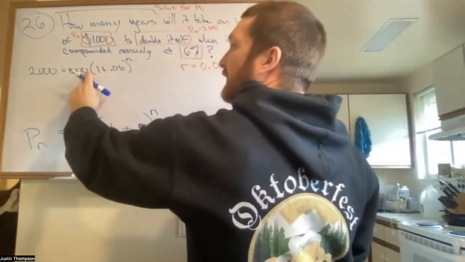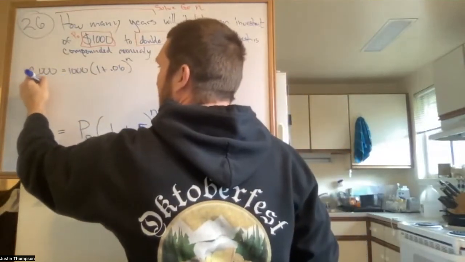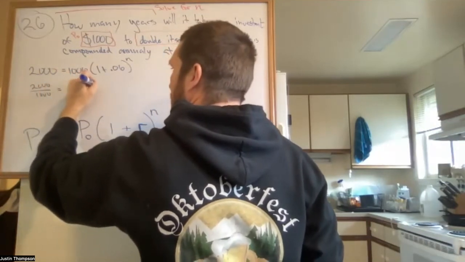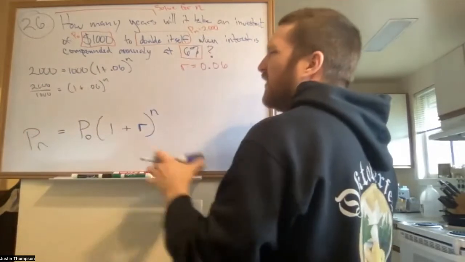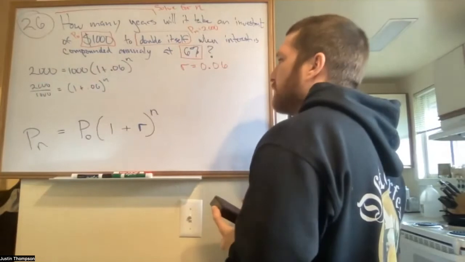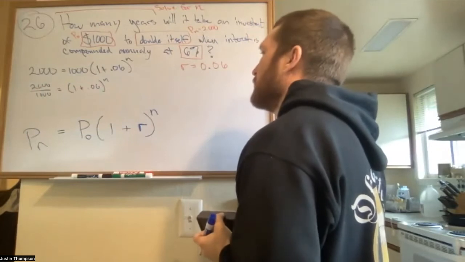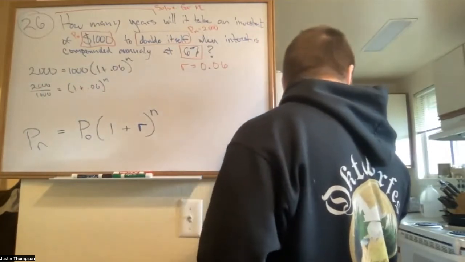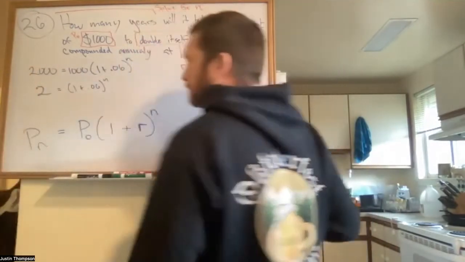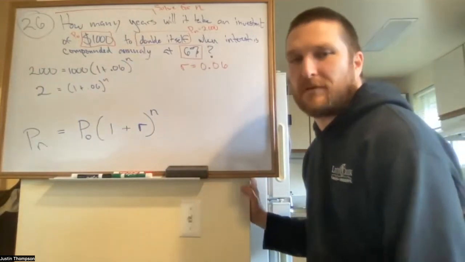Let's get that 1,000 out of there, the same way we did earlier. Divide both sides by 1,000, and that gives me this. What's 2,000 divided by 1,000? Two. Yep. All right. Okay, how do I get that n out of the exponent?